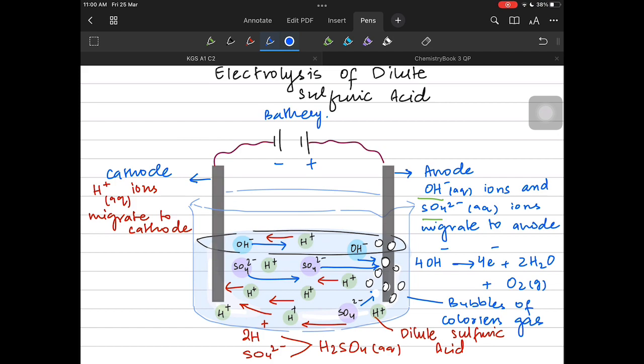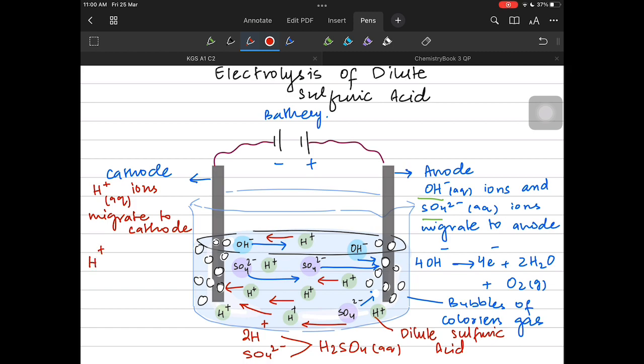That is your product. At the cathode, you will also see bubbles of colorless gas, because this time the H plus ions are discharged. At the cathode, always reduction happens. So at the cathode, H plus ions are reducing themselves to become hydrogen gas.